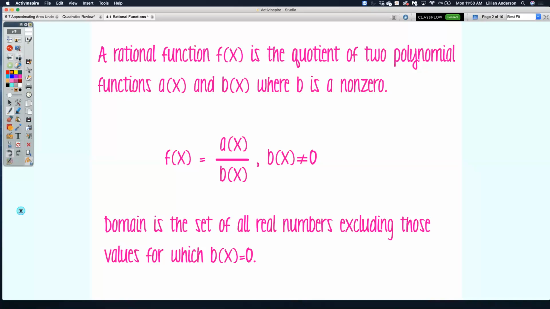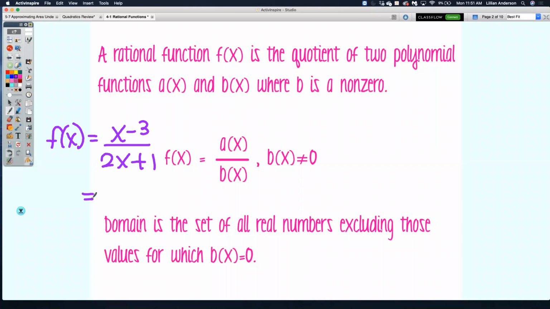Now the domain of a rational function is going to be the set of all real numbers excluding those values for which b of x is equal to zero. Well, b of x is the denominator of that rational function. And as you know, we cannot divide anything by zero. That's why the domain is all real numbers except that value, okay? So an example of a rational function would be something like f of x is equal to x minus 3 over 2x plus 1. You have one polynomial, x minus 3, divided by another polynomial, 2x plus 1, okay?